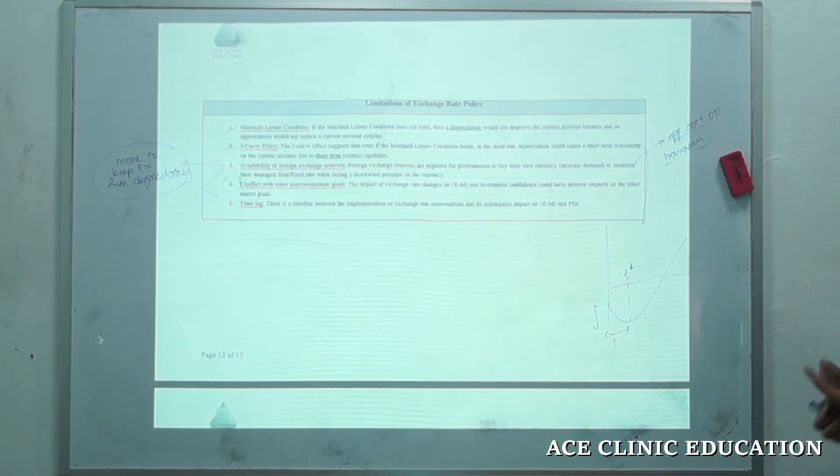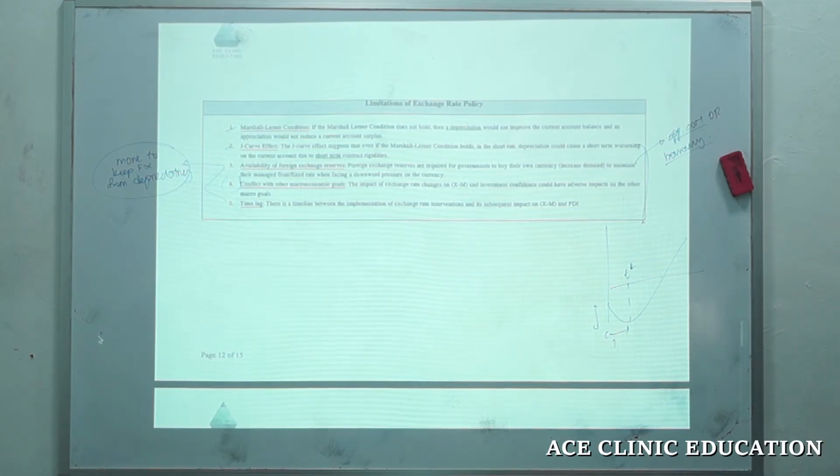Number 4, conflict with other goals. That's quite easy, right? I mean that applies to any macro goal, any macro policy really. You raise AD, you're going to trade off on inflation. You want a low rate of unemployment, you trade off inflation. You want high growth, you trade off on BOP. Okay, so it's quite a normal point.